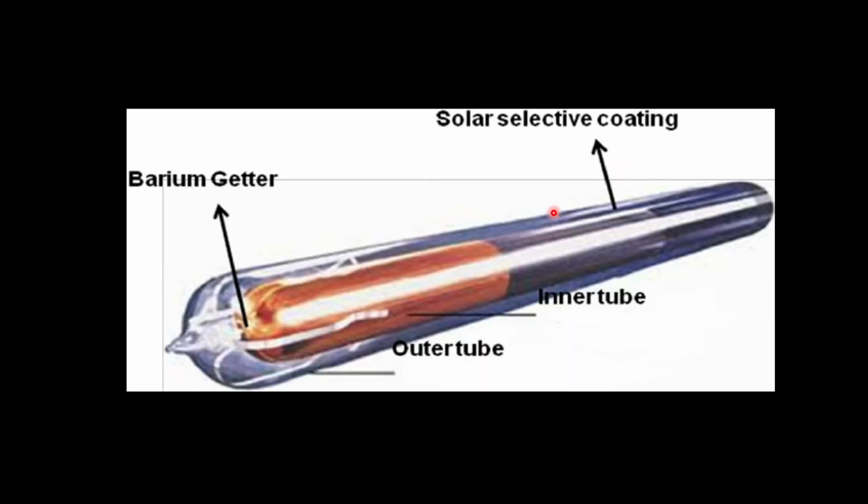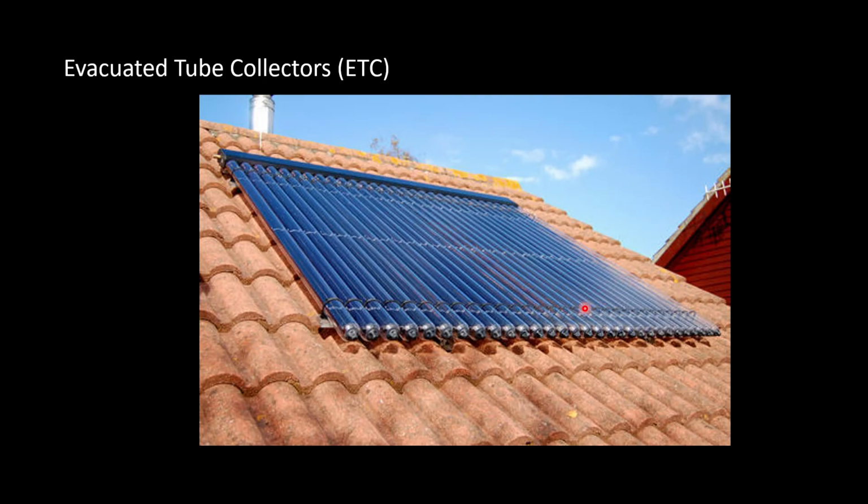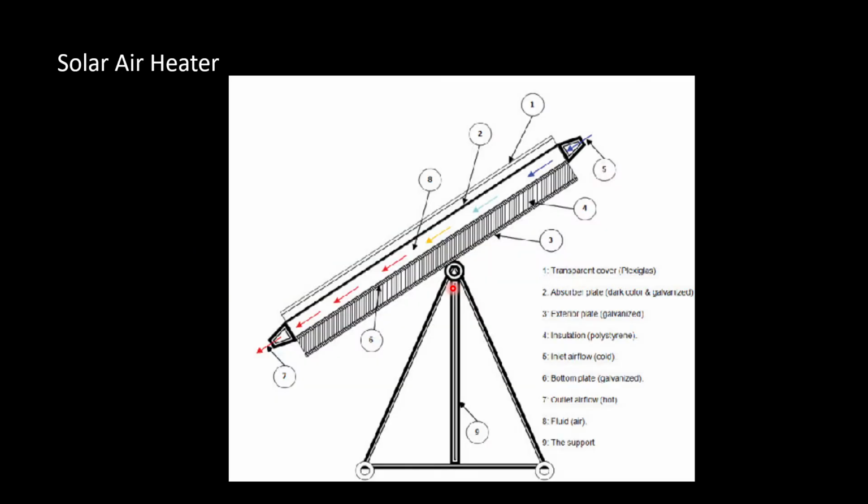And this is a figure of commercially available evacuated tube collectors. A number of these tubes are arranged side by side to get a useful outcome. This is a practical installation of an evacuated tube collector. So next is the solar air heater.